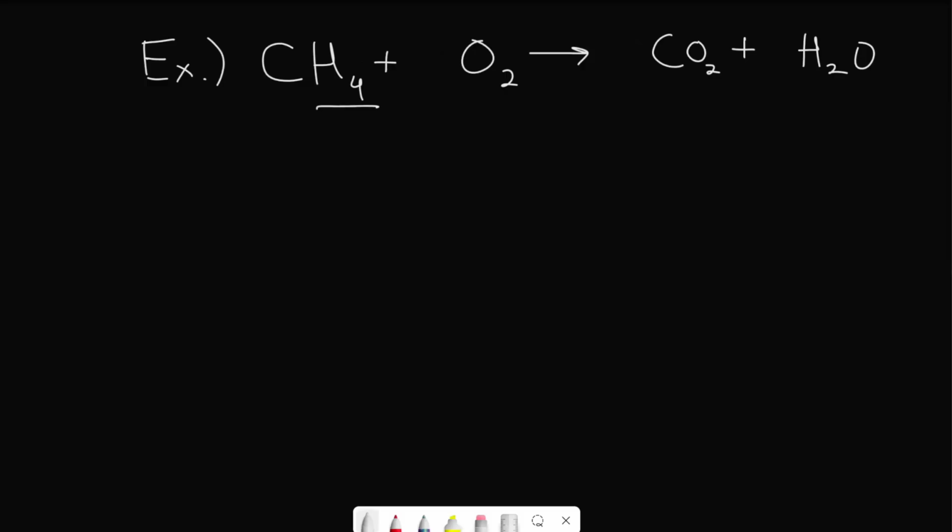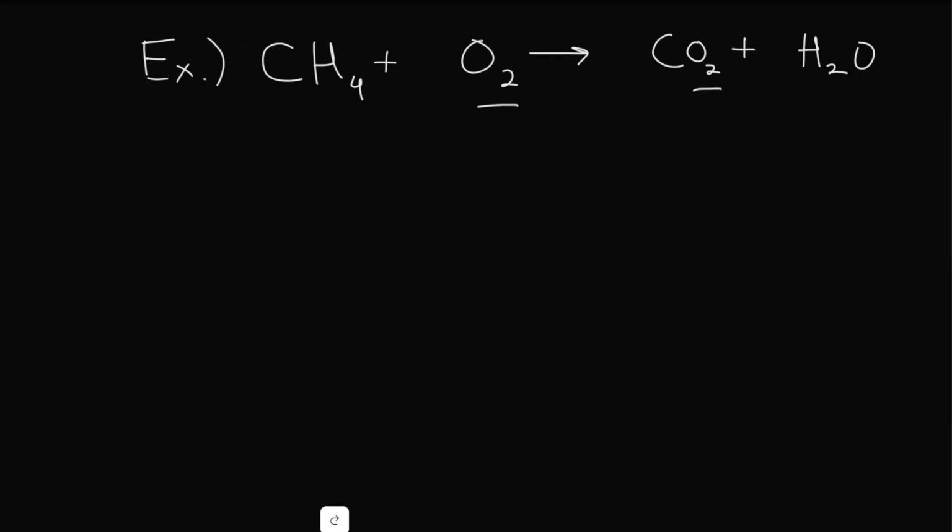We notice that there are 4 hydrogens in methane and 2 hydrogens in water. So it might be a good idea to put a coefficient of 2 in front of water, H2O. And last but not least, we have oxygen, which we notice there are 2 oxygens in the diatomic gas as a reactant, and there are 2 oxygens in carbon dioxide as a product, and there's 1 oxygen in water.